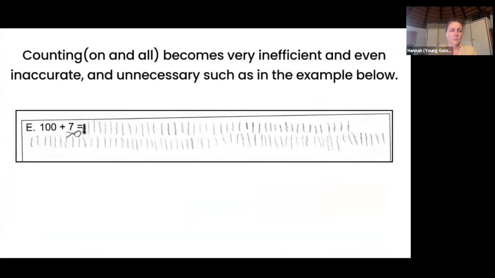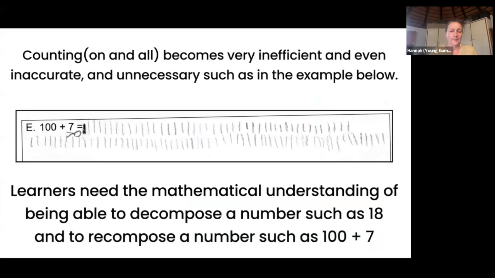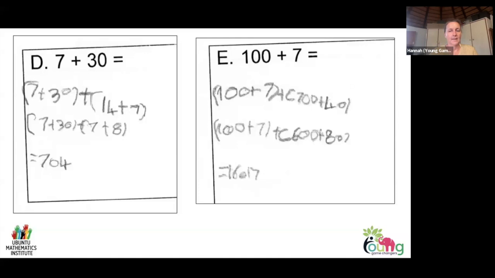And counting all or counting on becomes very inaccurate and laborious at this point. If learners don't have the mathematical understanding of decomposition, and they've only been relying on counting or drawing sticks, this is unfortunately what's going to happen. They need to understand that the 100 is 107 units, and then to be able to write that as 107. And so this is more of what we are seeing.